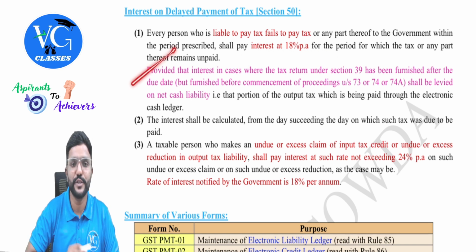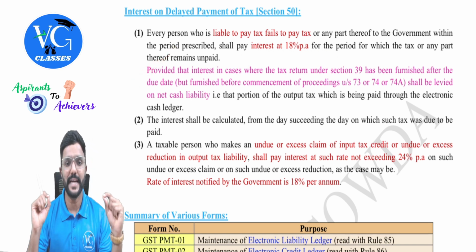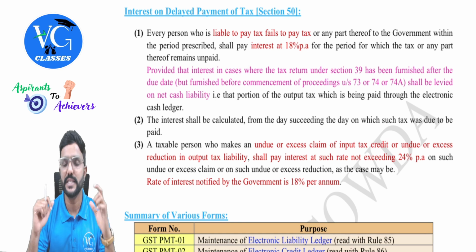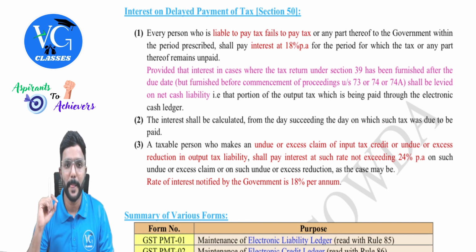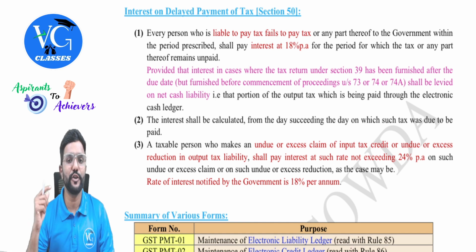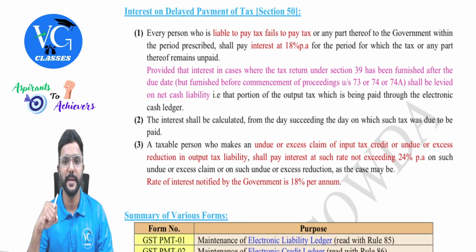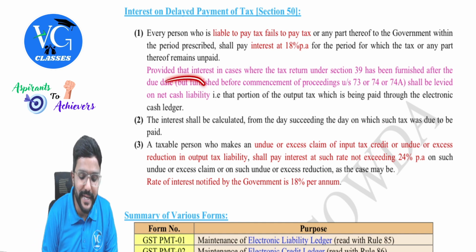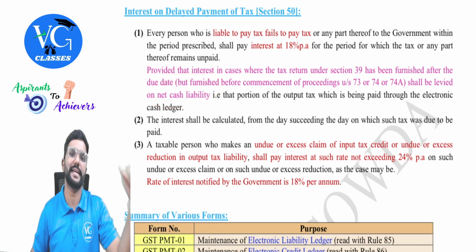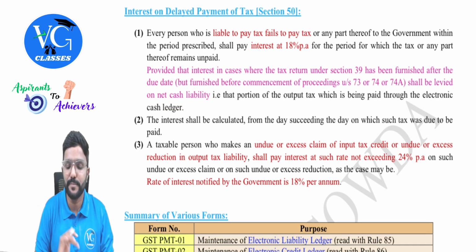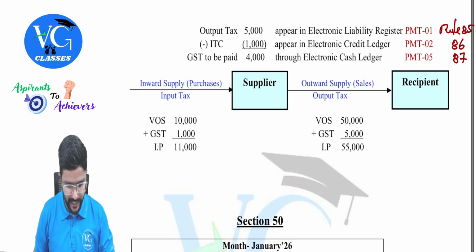Okay. There is a proviso under subsection 1, provided that interest in cases where the tax return under section 39, that is GSTR 3B, has been furnished after the due date. That is, there is a delay in filing GSTR 3B. But furnished before the commencement of the recovery proceedings as per section 73, 74 or 74A shall be levied on net cash liability. That is the portion of GST to be paid through electronic cash ledger. Okay, I will explain this with an example. So just pay attention here.